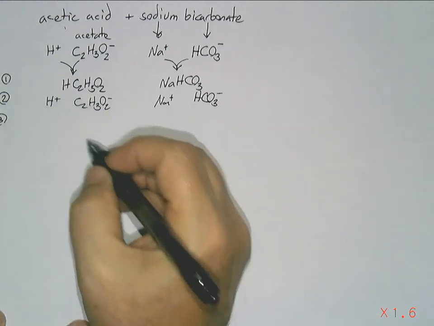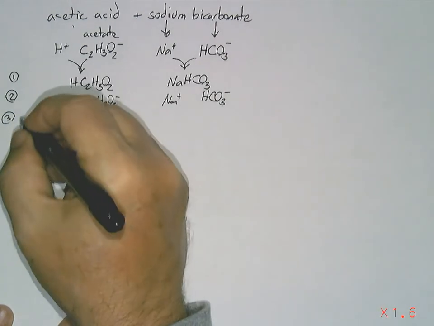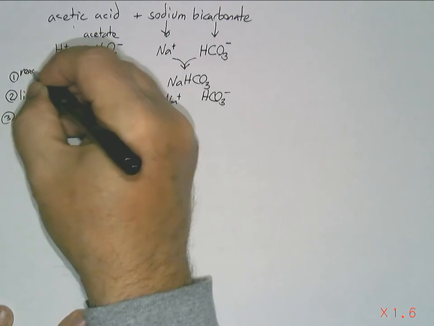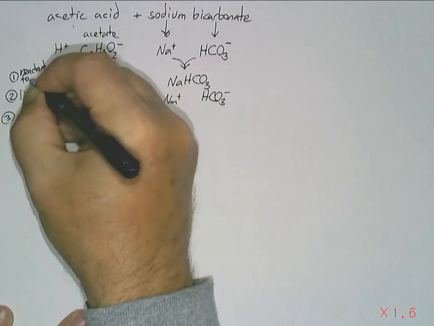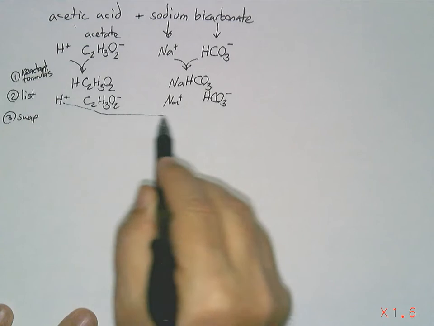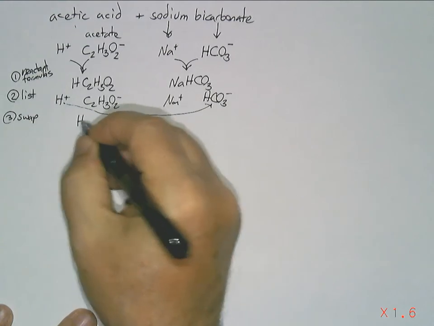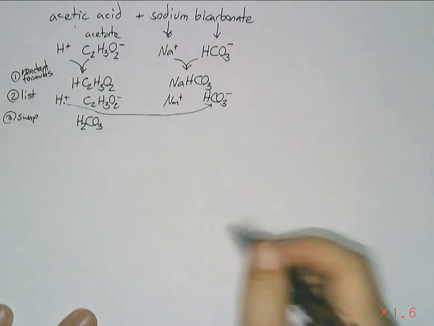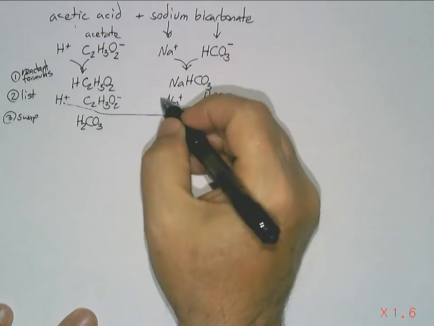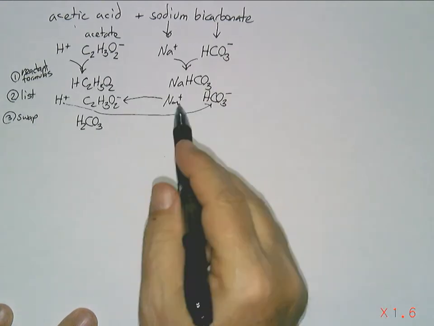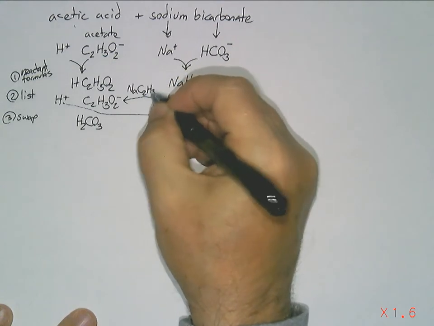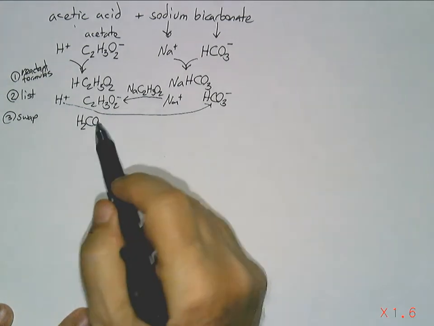Step 3, swap the ions. Okay, if I swap them, the positive one here is going to go after the negative one over here. And I'm going to get this, because there's going to be a hydrogen hooked onto that. Now, if I take the positive one here and I hook it onto there, they're going to go together 1 to 1. So I'll get sodium acetate. So these are my two products.